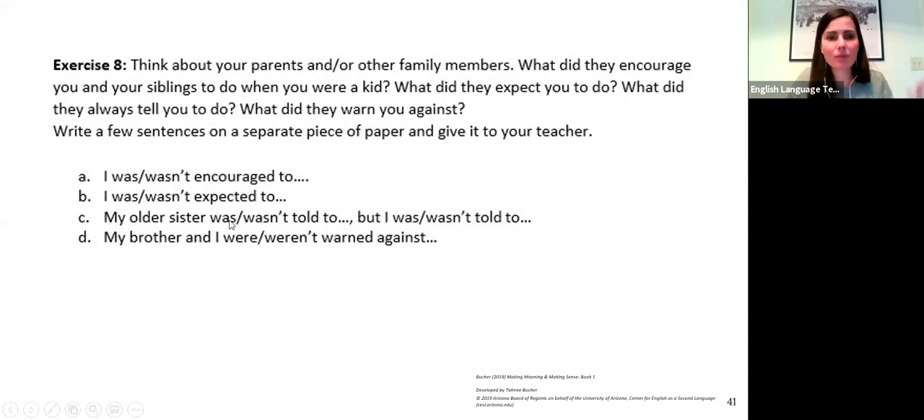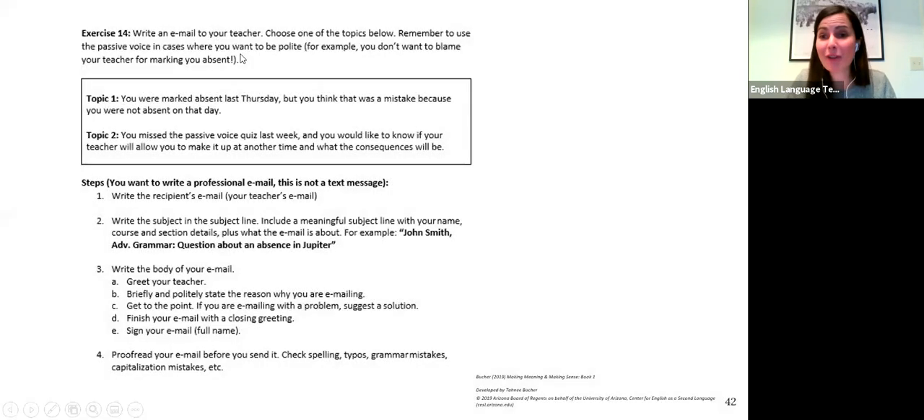Another one here, personal: what you were encouraged or not encouraged to do when you were a kid, what you were expected to do, not expected to do when you were a kid. And then here I have them write an email to me and use the passive voice when they want to be polite, because I hate it when students tell me, teacher, you didn't do this, or, I didn't get my homework or something.